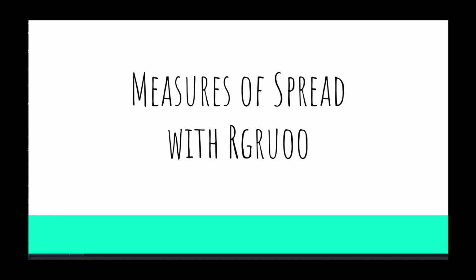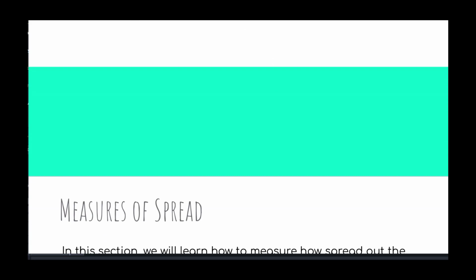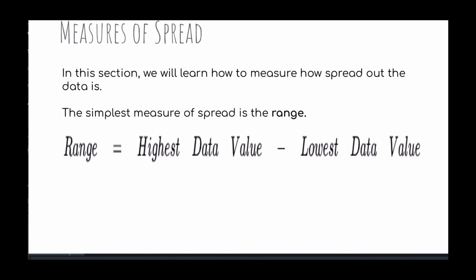In this video, we're going to be discussing measures of spread. So the first measure of spread that we're going to talk about is a very simple measure called the range. And the range is really pretty basic. It's just a subtraction problem. It shows how spread out the data is between the highest and the lowest value.